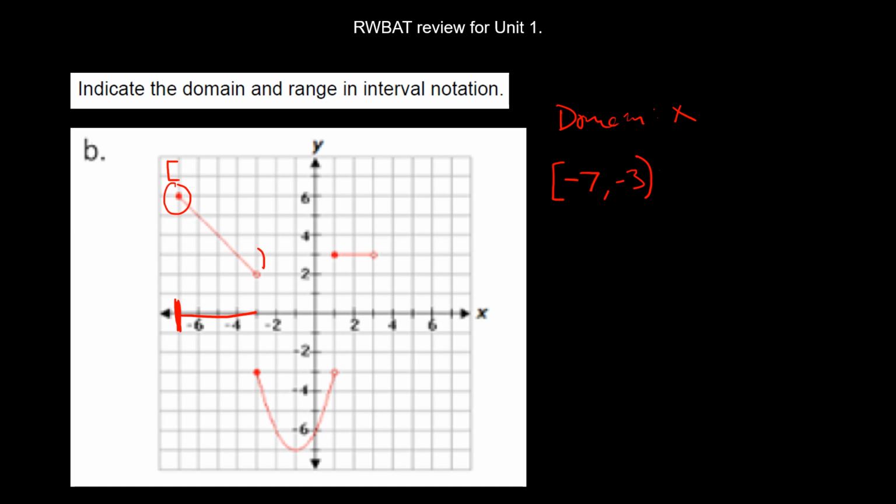And then we could say, or, okay, we start off here at -3, and we're going, and we stop here at 1.